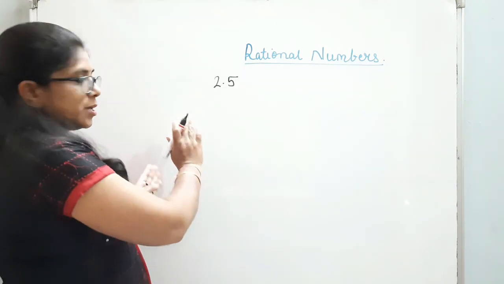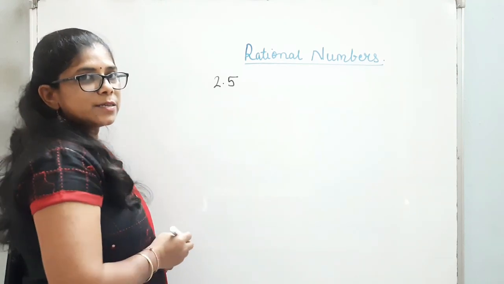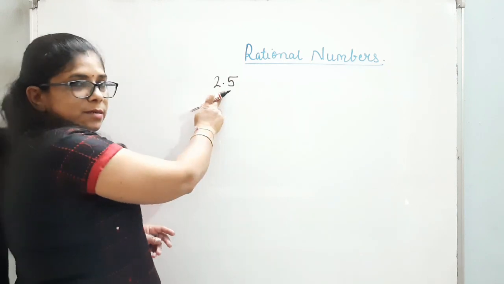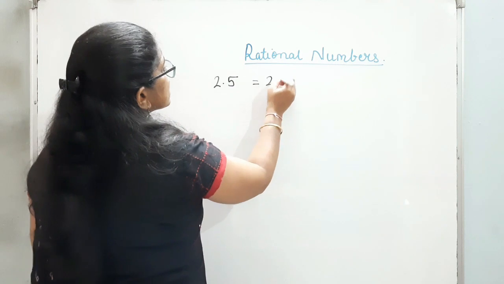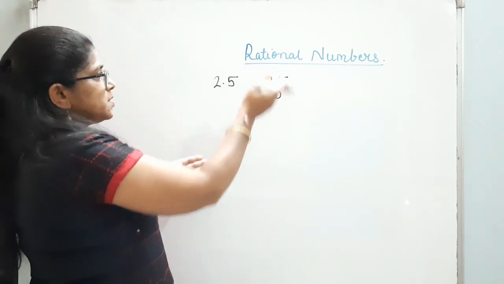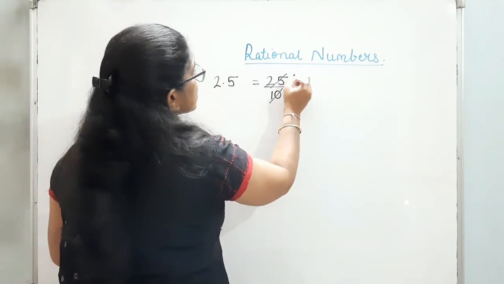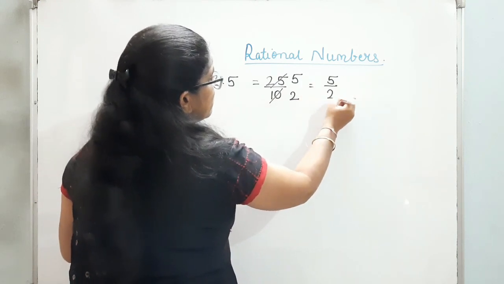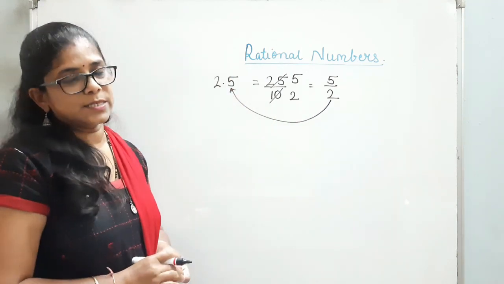Now let us check in the reverse manner. 2.5, it is one terminating decimal. So there exists one rational number which represents this 2.5. Let us convert the decimal to fraction. 25 upon 10. We can say even this is a rational number. Let us reduce it to the lowest form. 5 5s are 25, 5 2s are 10. So 5 upon 2 is the rational number for this terminating decimal.